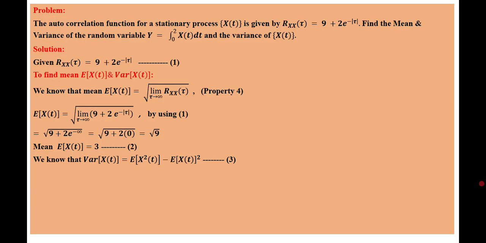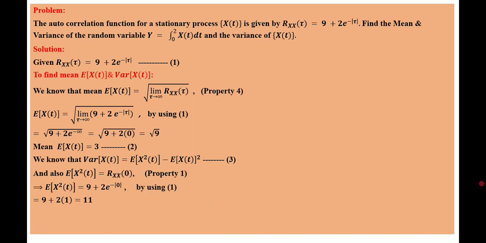We know variance is equal to expected value of x square minus expected value of x the whole square. Now we need to find expected value of x square. From the property we know R of 0. So replace tau by 0 in equation number 1, we will get 9 plus 2 e power minus 0, that is 9 plus 2 into 1, that is equal to 11. So expected value of x square is equal to 11. Therefore variance is equal to 11 minus expected value of x the whole square, that is 3 square, that is 11 minus 9, that is equal to 2.